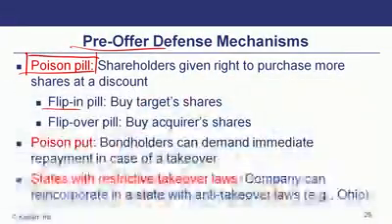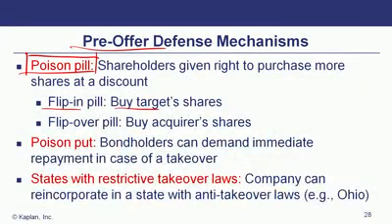So there's a flip-in pill where the target shareholders can buy shares in the target company at a discount. Also a flip-over pill, where, and these are challenged in court, of course, if the acquisition goes through, then the target shareholders can buy the acquirer's shares at a discount, right?